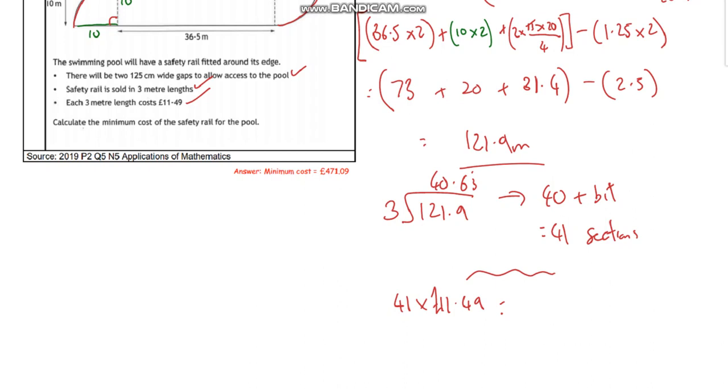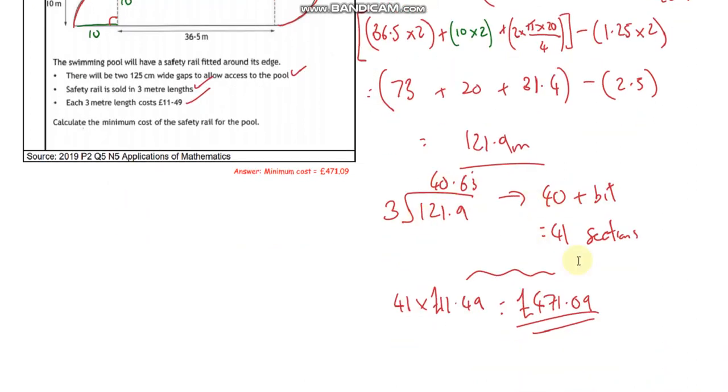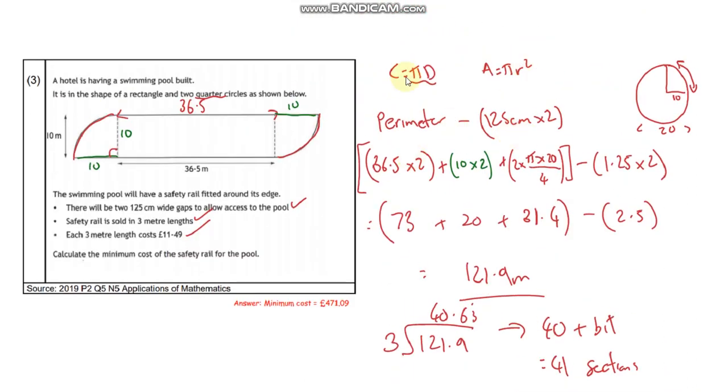So 41 times 11.49. Don't put that number in your calculator. It's 41. Okay, that's going to come out as 471 and 9 pence, and that's you done. So a little bit of working involved there. You know, the money is half of the marks, I think. But just take your time with this.